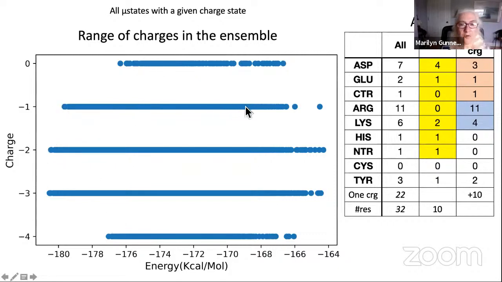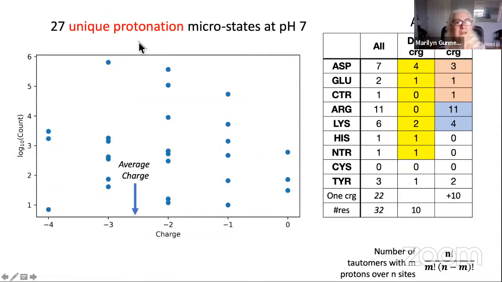And they range over quite a large enthalpy range. So this line can include several different tautomers. These are many, many states. Or they can be the same tautomer but have different serine positions or different conformations. Okay, and you see that the lowest enthalpy states have a charge of -2 or -3. And this is now the unique protonation microstates.